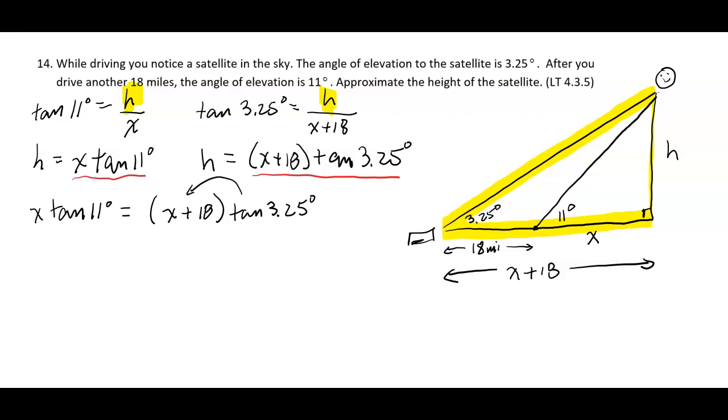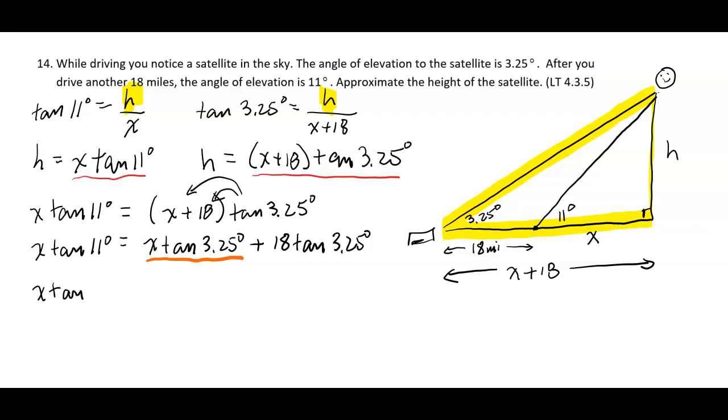I'm going to distribute over here. Now, you could calculate what the tangent of 3.25 degrees is, but personally, I just like to leave it like this, and then I'll do my calculation at the end. So I've got x tan 11 degrees is equal to x tan 3.25 degrees plus 18 tan 3.25 degrees. I just distributed the tan 3.25. Now I'm going to move this over to the left, and you'll see why in a minute if you don't see yet.